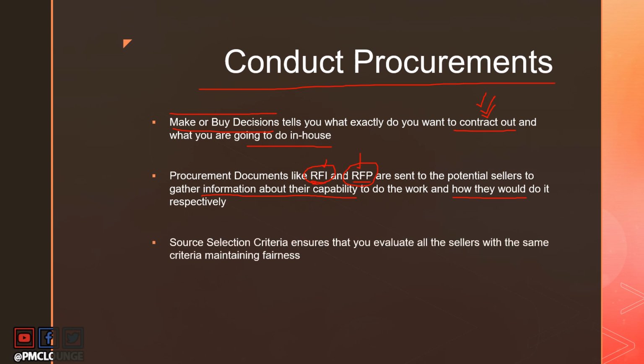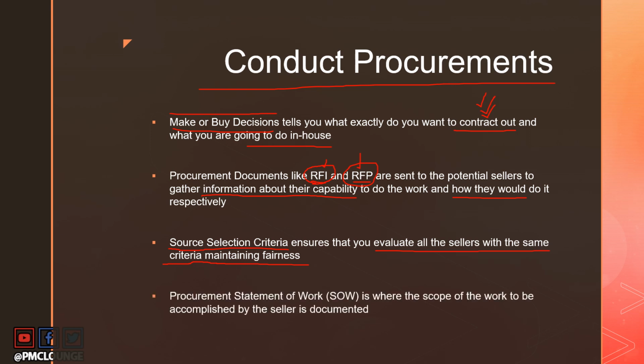Source selection criteria, yet another output of the Plan Procurement Management process, is used here. This criteria, like we talked about in the previous slide as well, ensures that you evaluate all the sellers with the same criteria so that there's no favoring. Everyone is evaluated on the same criteria, and this maintains fairness. This is how you should be selecting a seller.